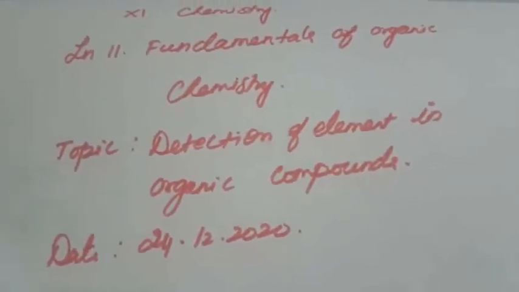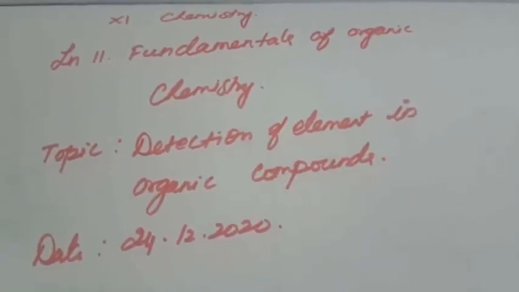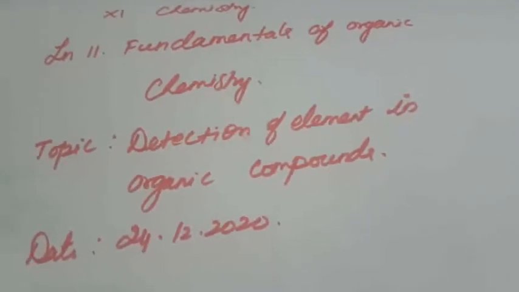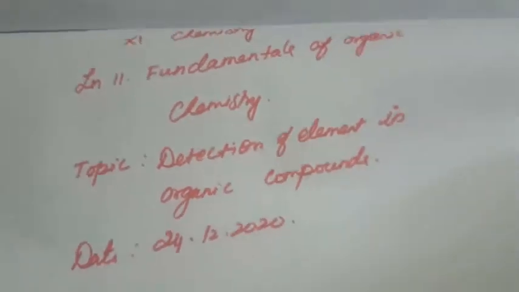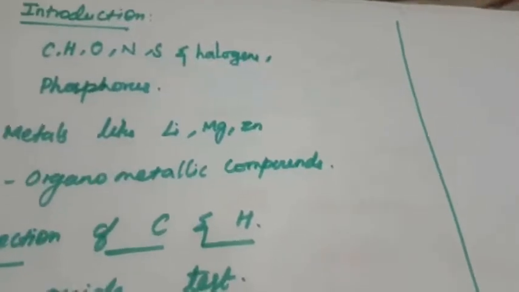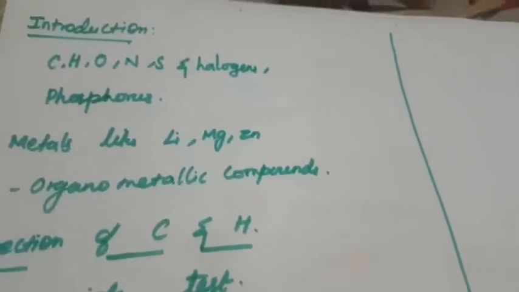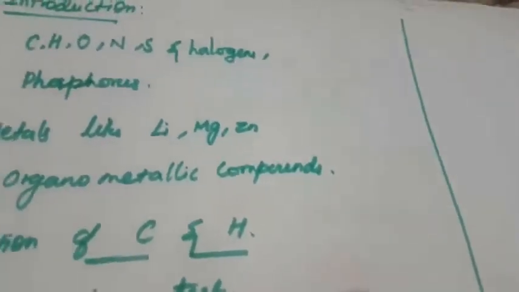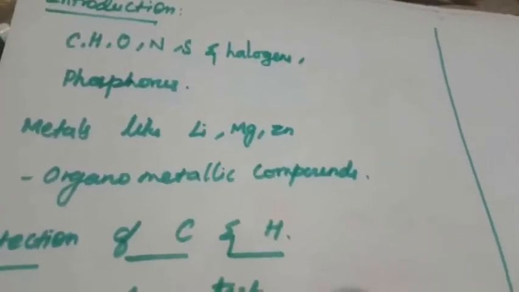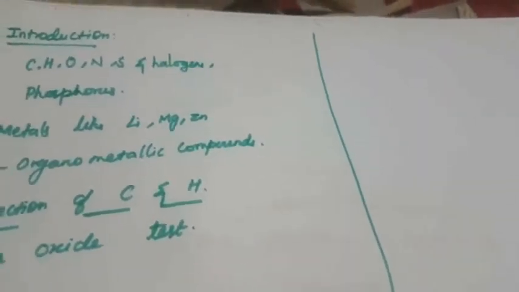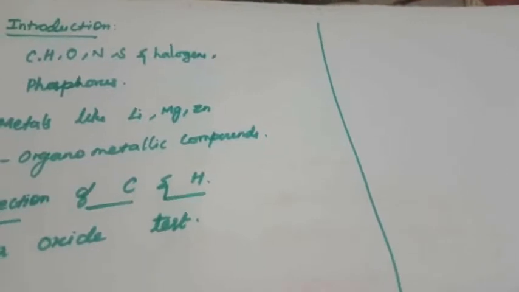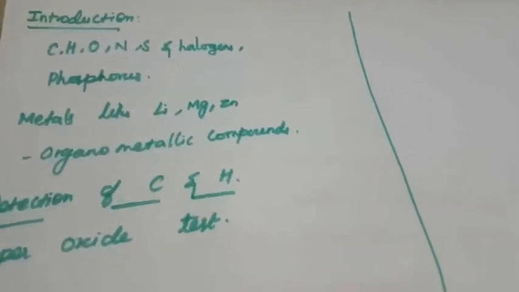What is meant by detection? Detection means estimation, detection of elements in an organic compound, whether the element is present or not. What are the elements an organic compound contains? Carbon, hydrogen, oxygen, nitrogen, sulfur, halogen and phosphorus. The first step for this detection is analysis of the organic compound, to find how many elements are present in that particular organic compound.